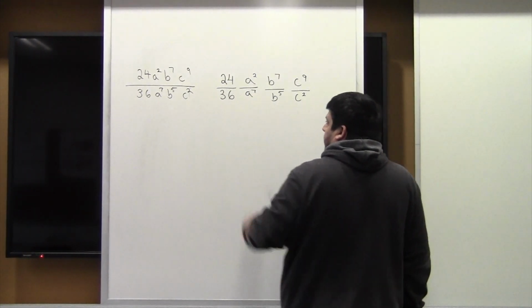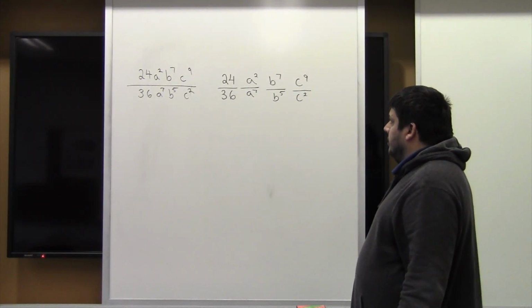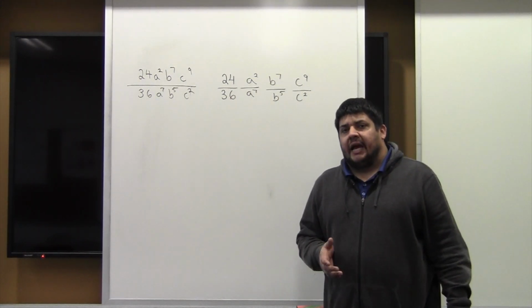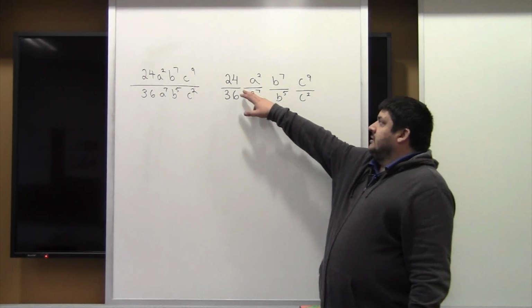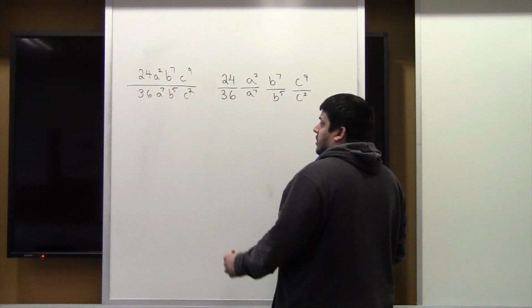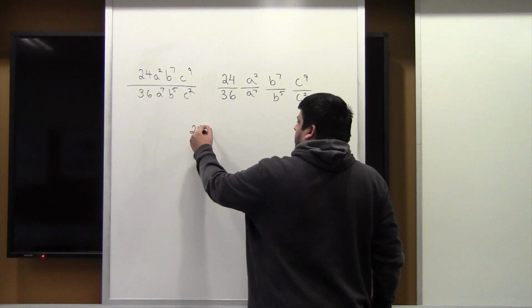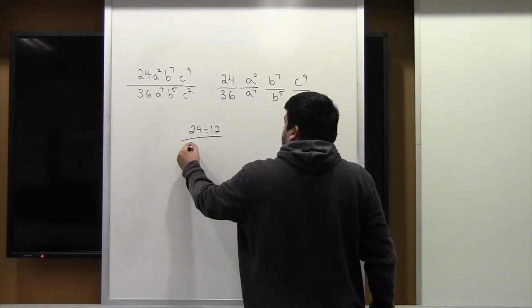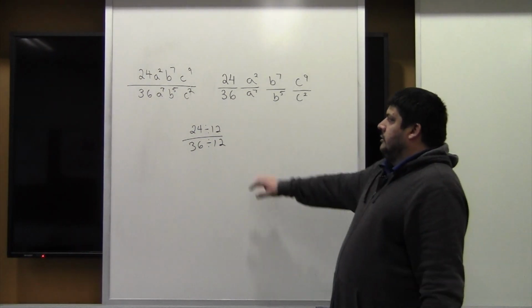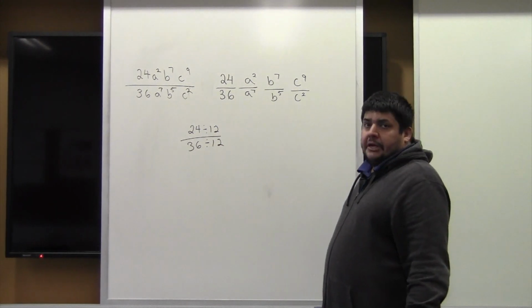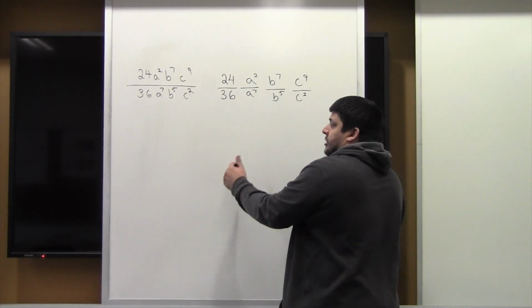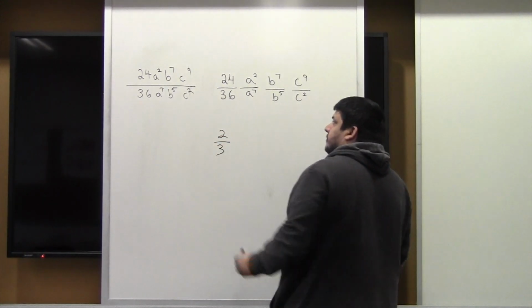So let's look at this part first. Here we have 24 over 36. Now we need to reduce that. What I can notice from this is that we can divide the numerator and the denominator by 12. So 24 divided by 12, and then 36 divided by 12. All right? Now that gives me 2, and this gives me 3. So this part here we can reduce to 2 over 3.